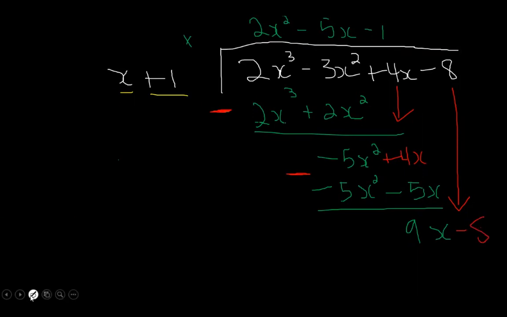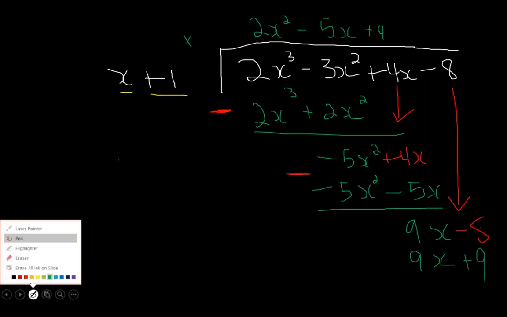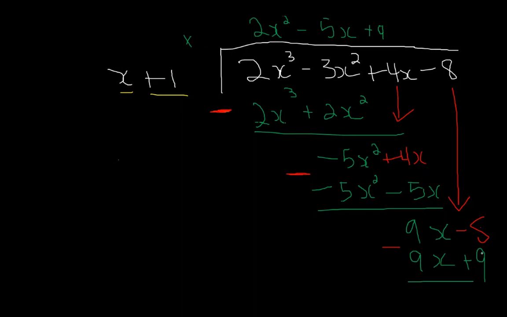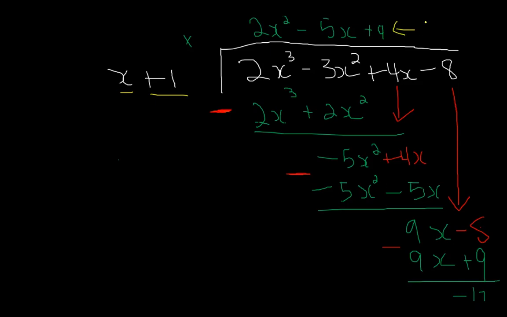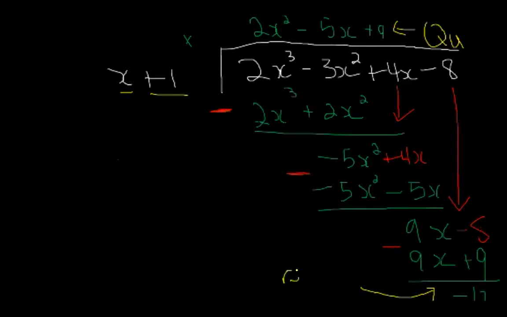X into 9x is 9, that's plus 9. 9 multiplied by x is 9x. 9 multiplied by 1 is 9. Remember, we are always subtracting them. So my answer is minus 8 minus 9, which is minus 17. They asked me for the quotient and for the remainder. So this right here is my quotient, so just put Q, and this is my remainder.